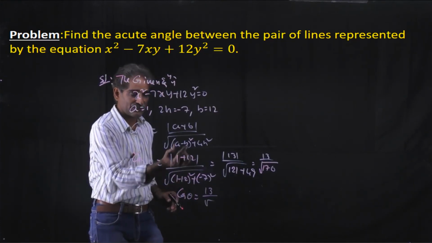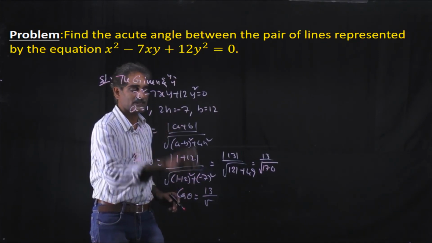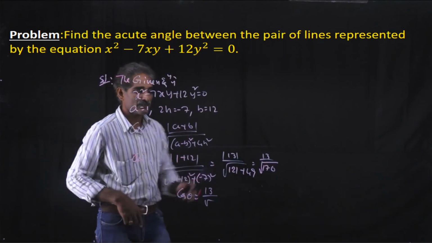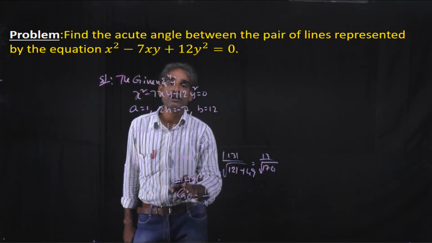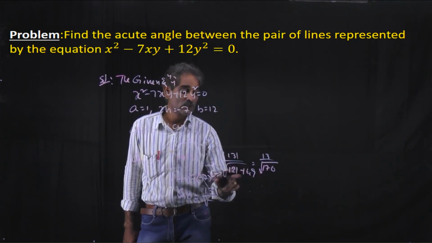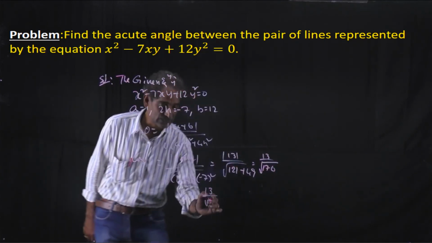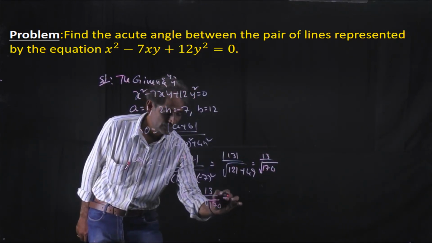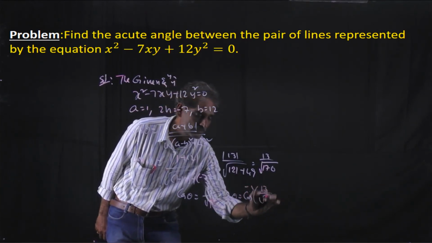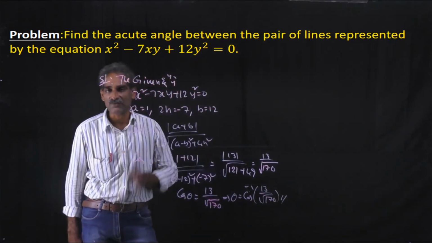Therefore, cos theta is equal to (1 plus 12) by root of (a minus b) whole square plus 4h square. Here (1 minus 12) whole square plus (2h) whole square, minus 7 whole square. So 13 by, 1 minus 12 is minus 11, whole square means 121. 7 square is 49. 121 plus 49 is 170. So 13 by root of 170. This implies theta is equal to cos inverse of 13 by root of 170. This is how to find the angle between the pair of lines.